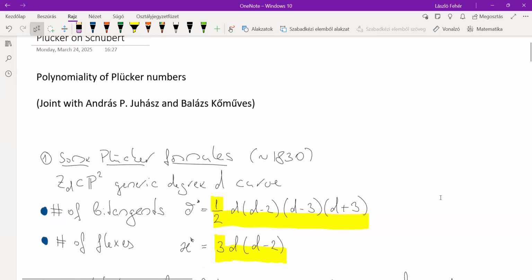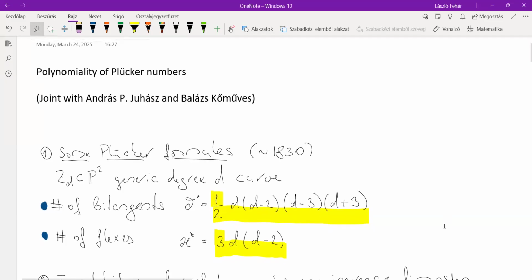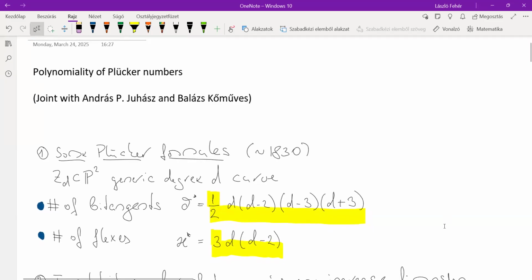Plücker formulas or Plücker numbers are very classical stuff. Almost 200 years ago, this story started, and the two most basic questions are: if you have a degree d projective plane curve, what is the number of bitangents and what is the number of flexes? I can show you a nice picture of the bitangents for d equal to 4. Notice that for d equal to 3 it doesn't make sense. Cubic curves don't have bitangents.